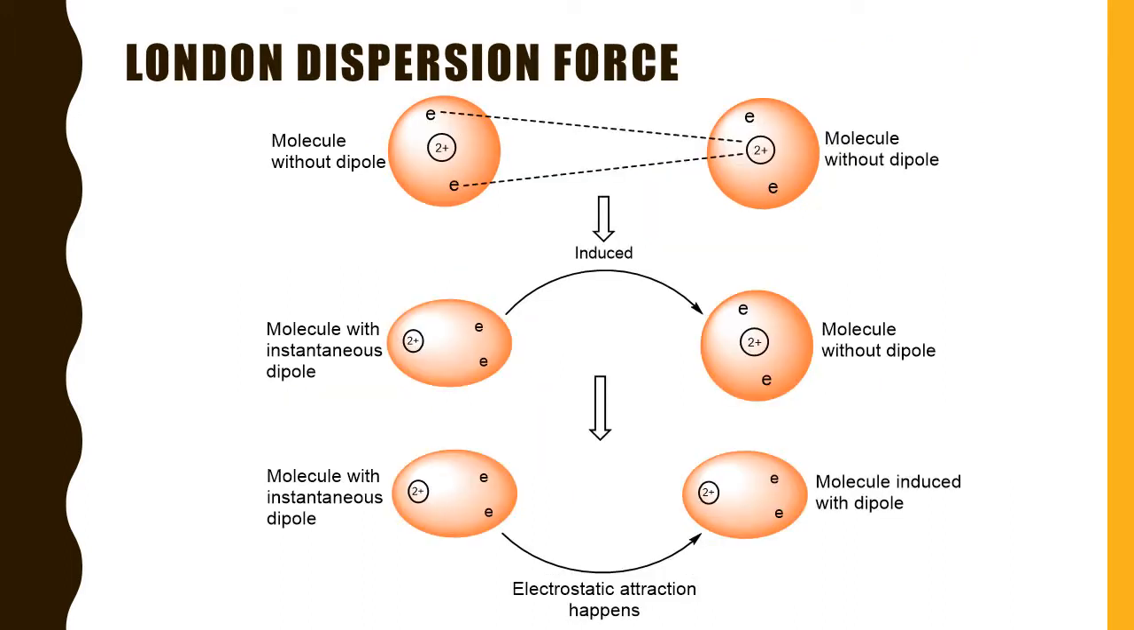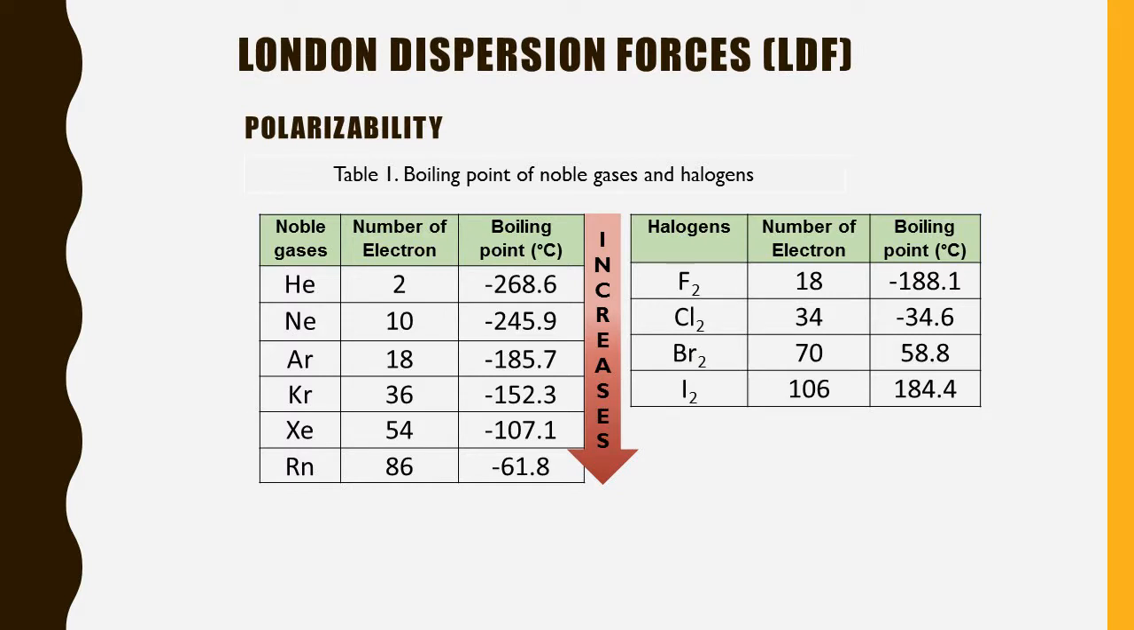Although instantaneous dipoles are short-lived, they can affect the electron distribution in the neighboring nonpolar molecules. The temporary dipole developed in the affected molecule is called an induced dipole, as shown in this figure. This phenomenon leads to intermolecular attraction known as instantaneous dipole-induced dipole force, or London dispersion forces, or simply London forces. The strength of London forces depends on polarizability of atoms and molecule, number of atoms in a molecule, and the shape of the molecule.